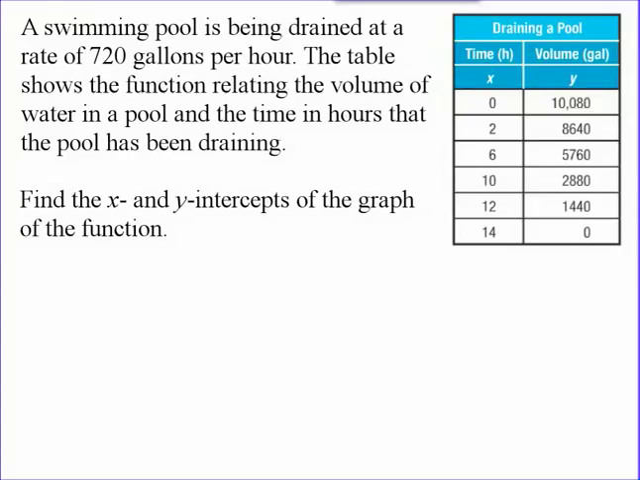All right, so now it says a swimming pool is being drained at a rate of 720 gallons per hour. The table shows the function relating the volume of water in a pool and the time in hours that the pool has been draining. Find the x and the y-intercepts of the graph of the function. So we've got two answers we need to find. We need to find the x-intercept, and we need to find the y-intercept.